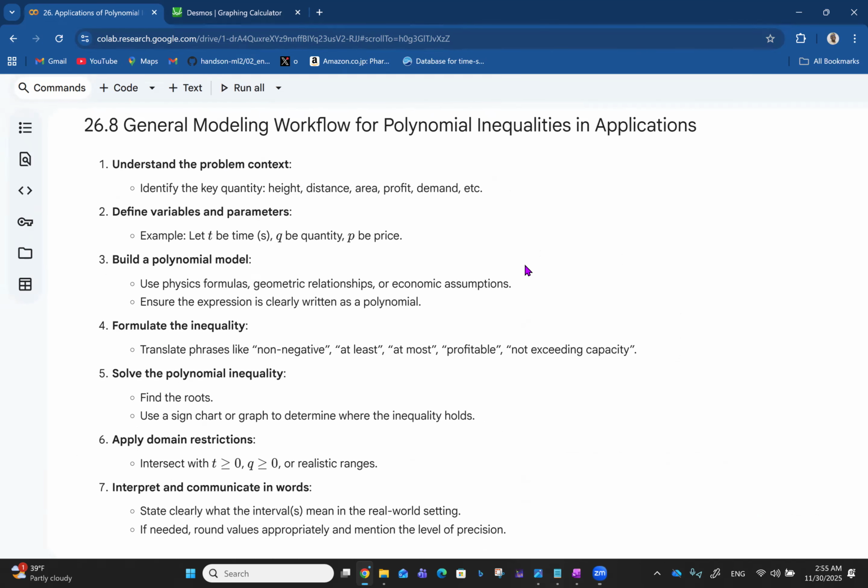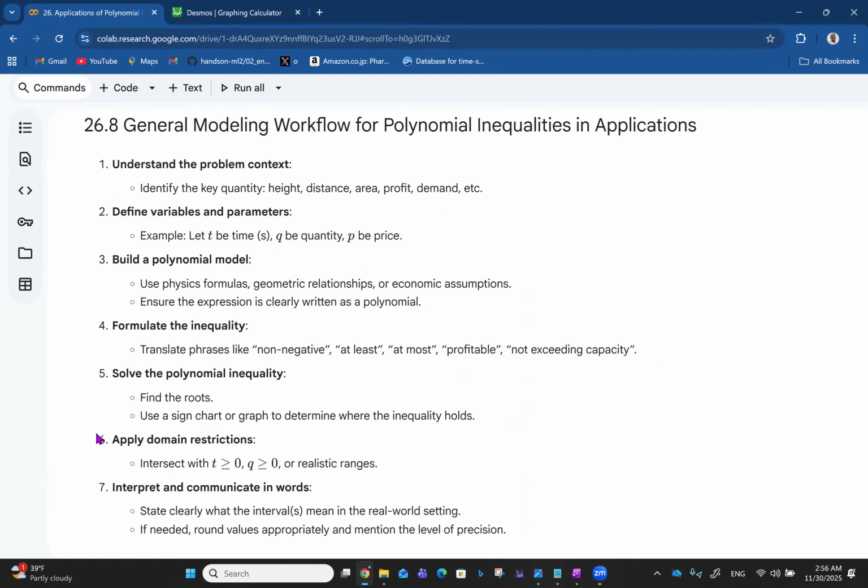So, the general modeling workflow for polynomial inequalities in applications. First, understand the problem context and identify the key quantity: height, distance, area, profit, demand, etc. Then define variables and parameters. Example: let t be time in seconds, Q be quantity, P be price. Then build a polynomial model. You can use physics formulas, geometric relationships, or economic assumptions. Ensure the expression is clearly written as a polynomial. Then formulate the inequality. Translate phrases like non-negative, at least, at most, profitable, not exceeding capacity into mathematics.